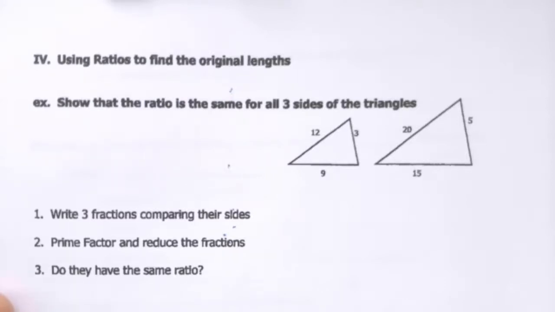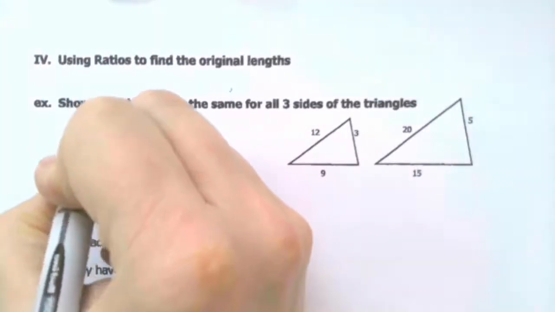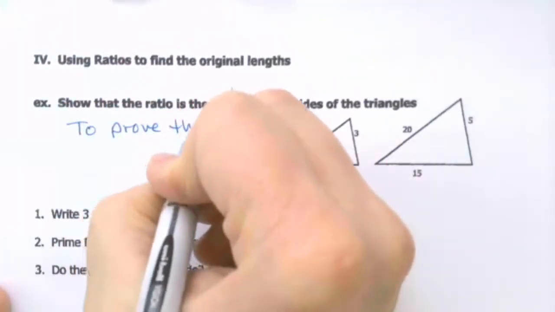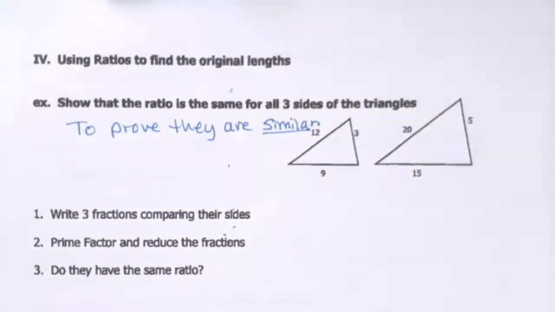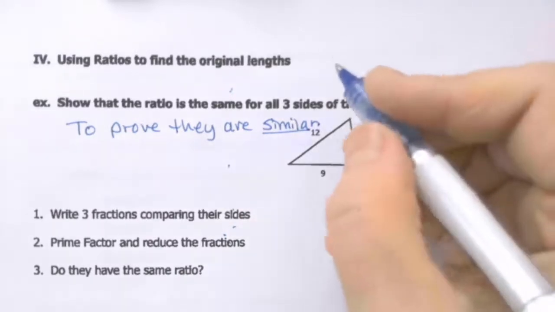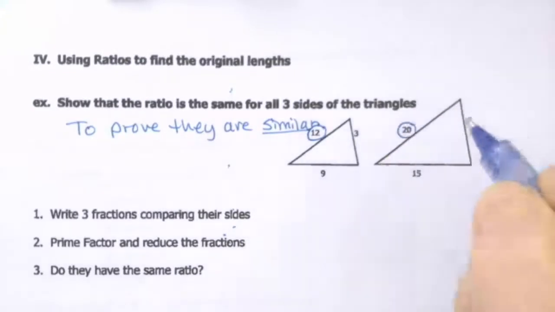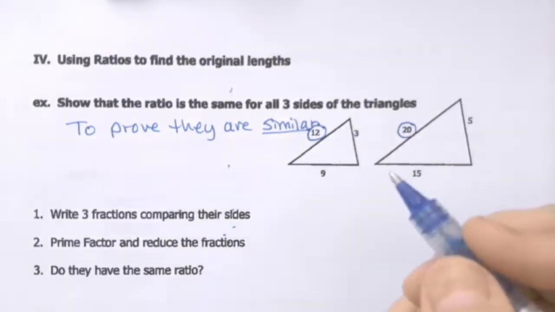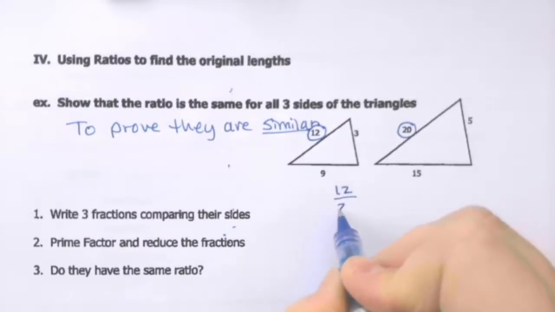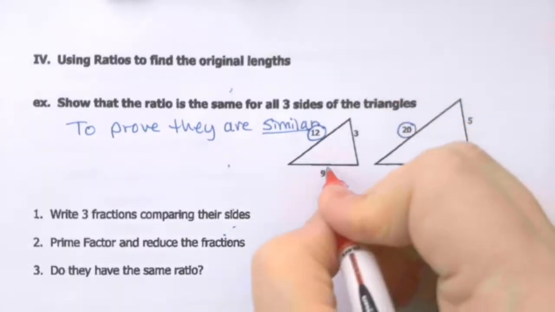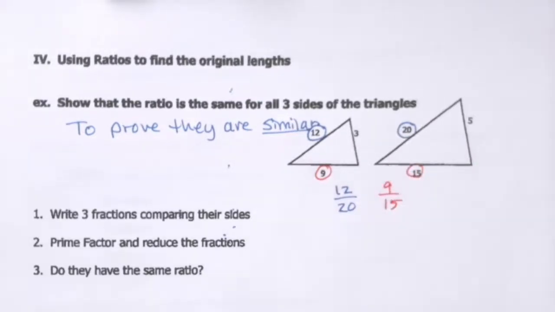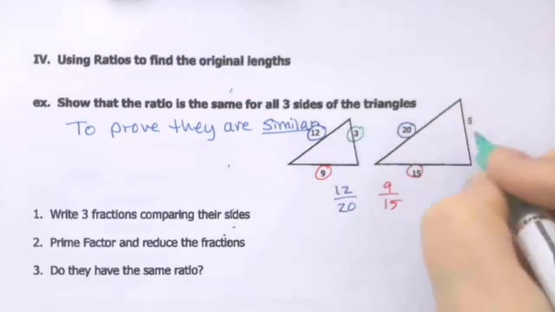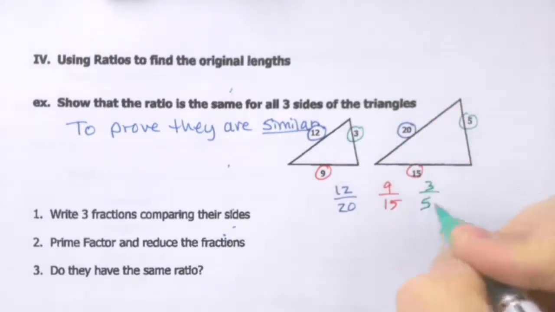When you show that the ratio is the same, you do this to prove they are similar. That's one of our geometry terms, similar. So usually the best way to do this is to identify largest side and largest side. So that is 12 over 20. Medium side and medium side. So that is 9 over 15. And then smallest side to smallest side, 3 over 5.